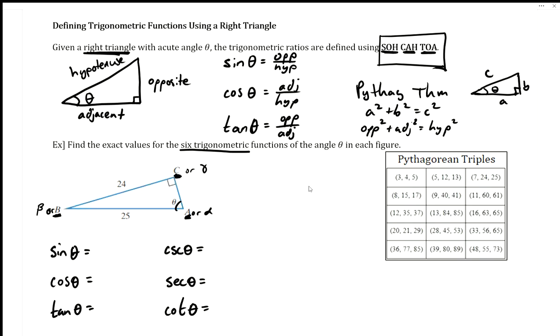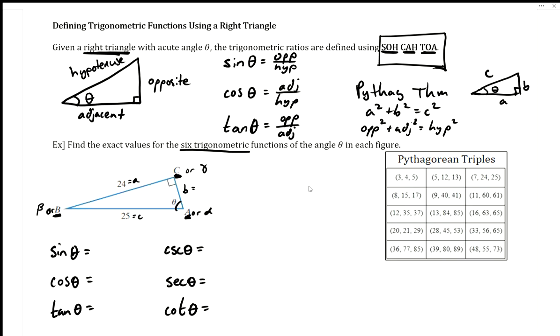We could label the triangle with our little letters. Big, capitalized letters are the angles. The lowercase letters are the sides based off the angle. So directly across capital A, we would say this is little a. Directly across capital C would be little c. And directly across capital B would be little b. And we can see little b is unknown.